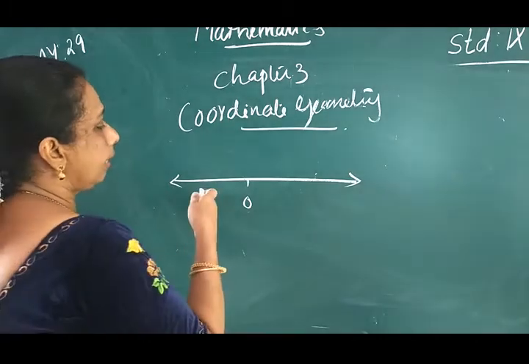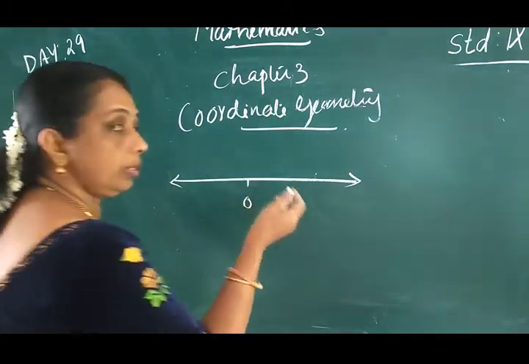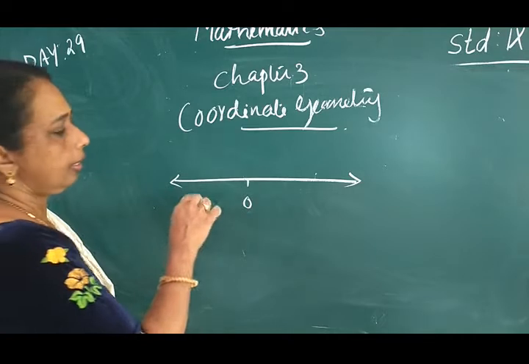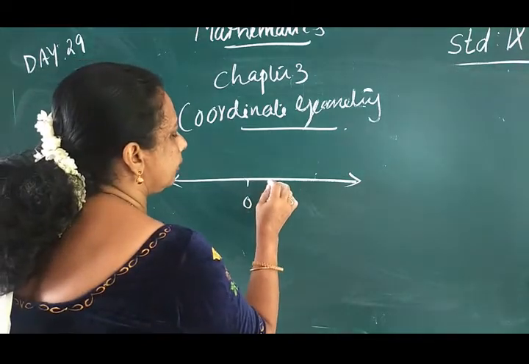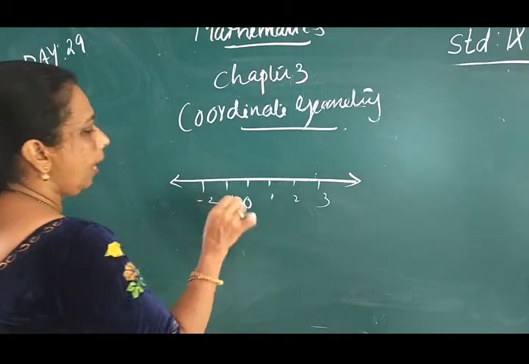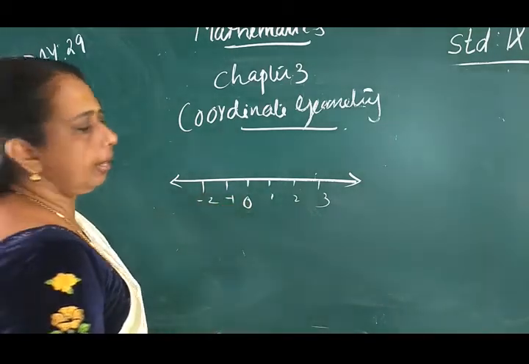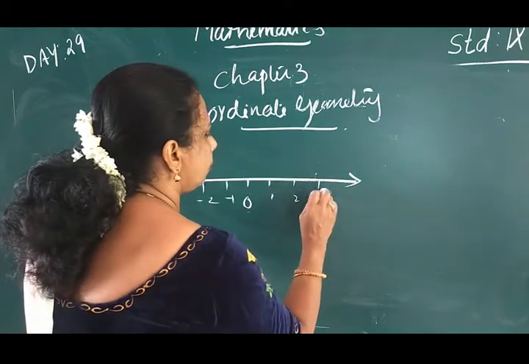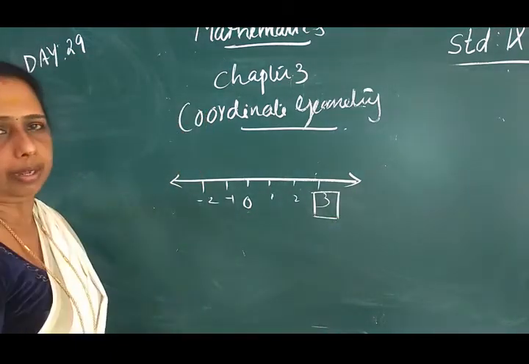That is, on the number line, the integers are there, and all the real numbers are on the number line. Here we have to represent only the integers 1, 2, 3. I want to represent the number 3 on a number line. Draw the number line and then represent the number 3 on it.